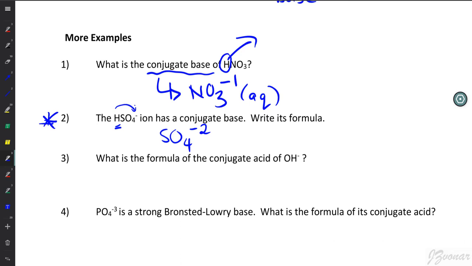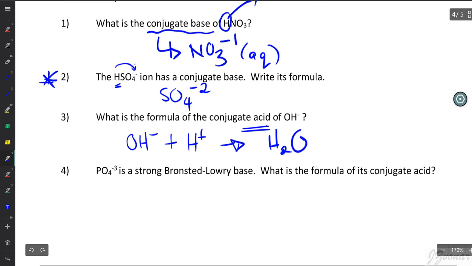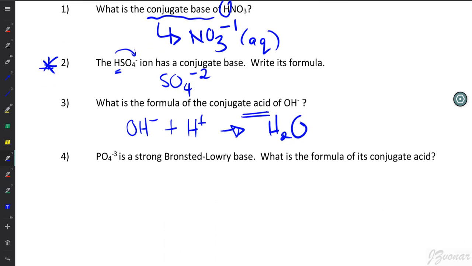Now it says, what is the formula of the conjugate acid of OH -1? So we need to add a hydrogen to this. Okay, so it's going to be OH plus H plus is going to form H2O, all right, which is the conjugate acid. All right, it will represent the conjugate acid. And looking at my last example here, we got PO4, which is the phosphate ion, is a strong Bronsted-Lowry base. We want to determine its conjugate formula.